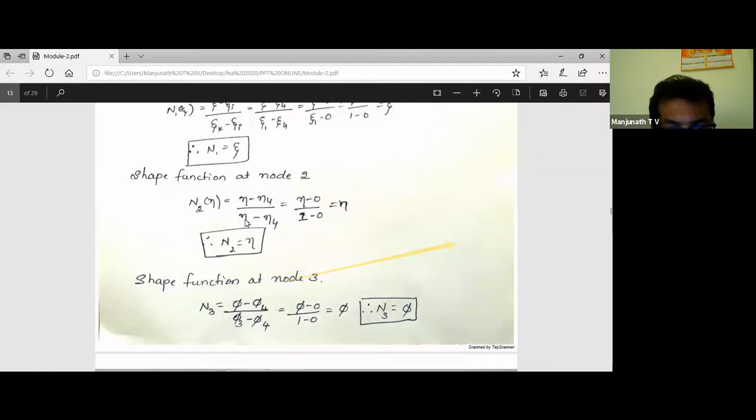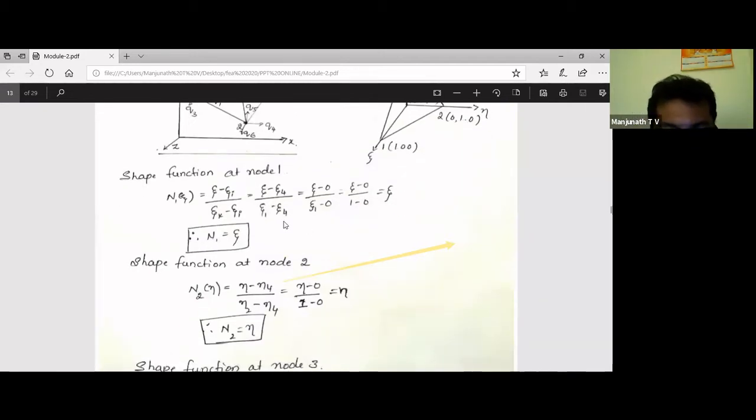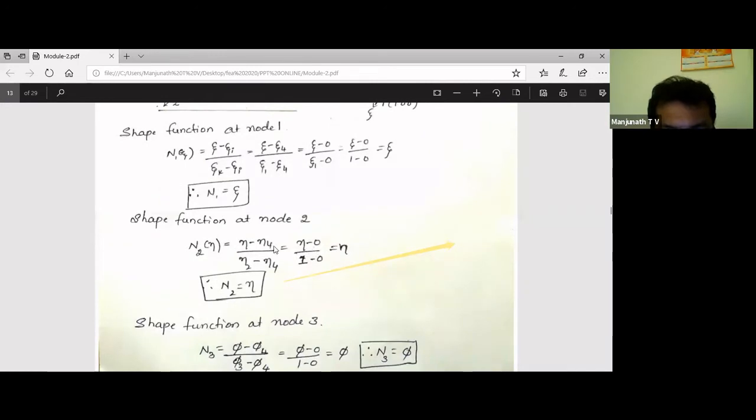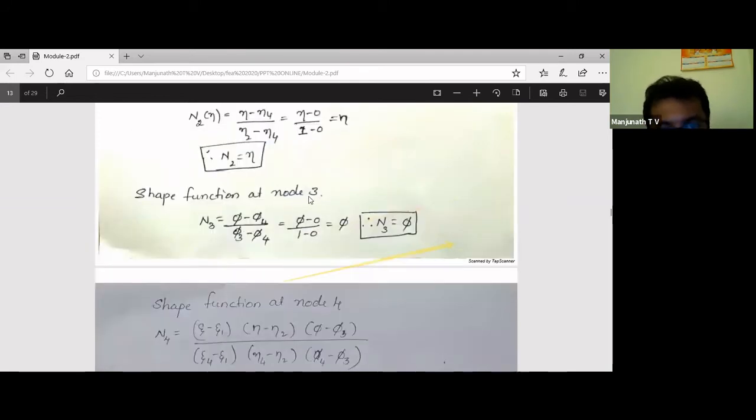Then just substitute the N2 value and N4 value. Here the neta value will be 0 and the neta value will be 2. As you substitute, neta 4, the neta value at node number 4, is 0, and neta 2 is the neta value at node number 2. Just substitute here and you again get N2 equal to neta. Similarly, find the shape function at node number 3.